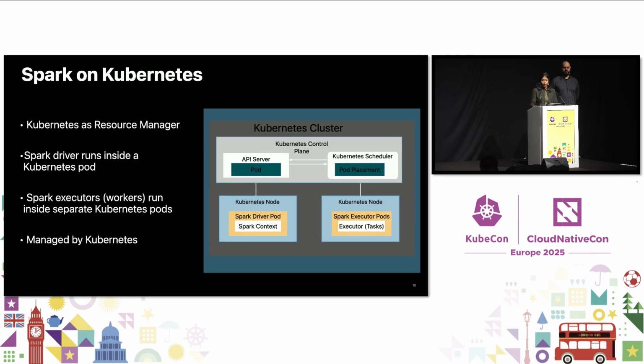Moving on, the next evolution was moving to Kubernetes. As you can see, the Spark cluster is running inside a Kubernetes cluster, using Kubernetes to manage Spark resources instead of Yarn or Mesos. The Spark driver runs inside a Kubernetes pod, and the Spark executors run inside separate Kubernetes pods. The entire environment is managed by Kubernetes, giving us more flexibility and standardization. And Kubernetes dynamically manages these pods, scaling resources up or down as needed.